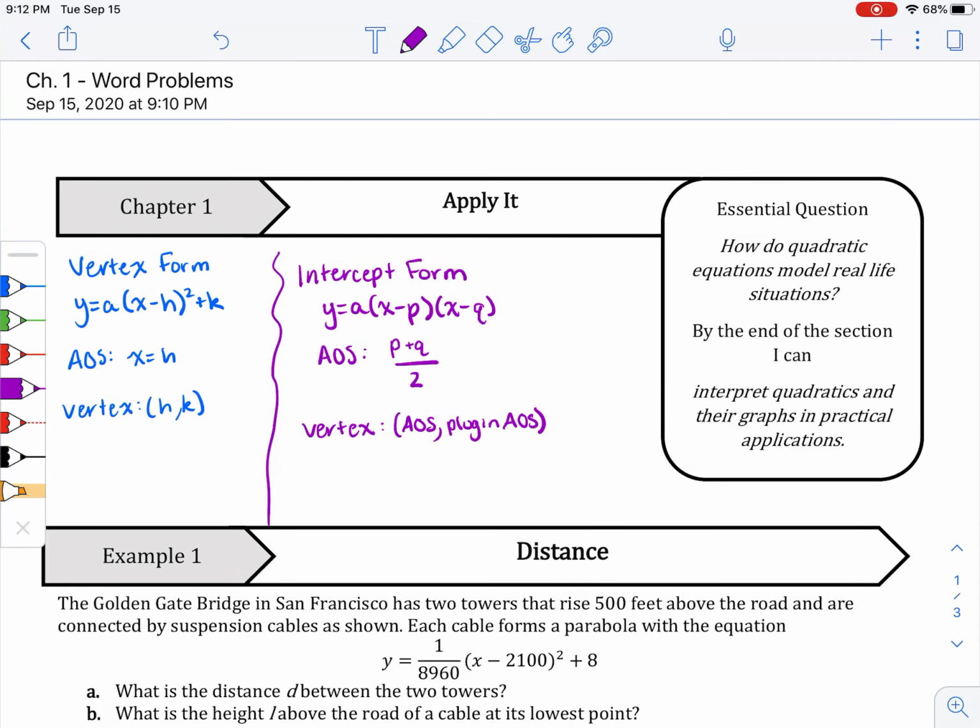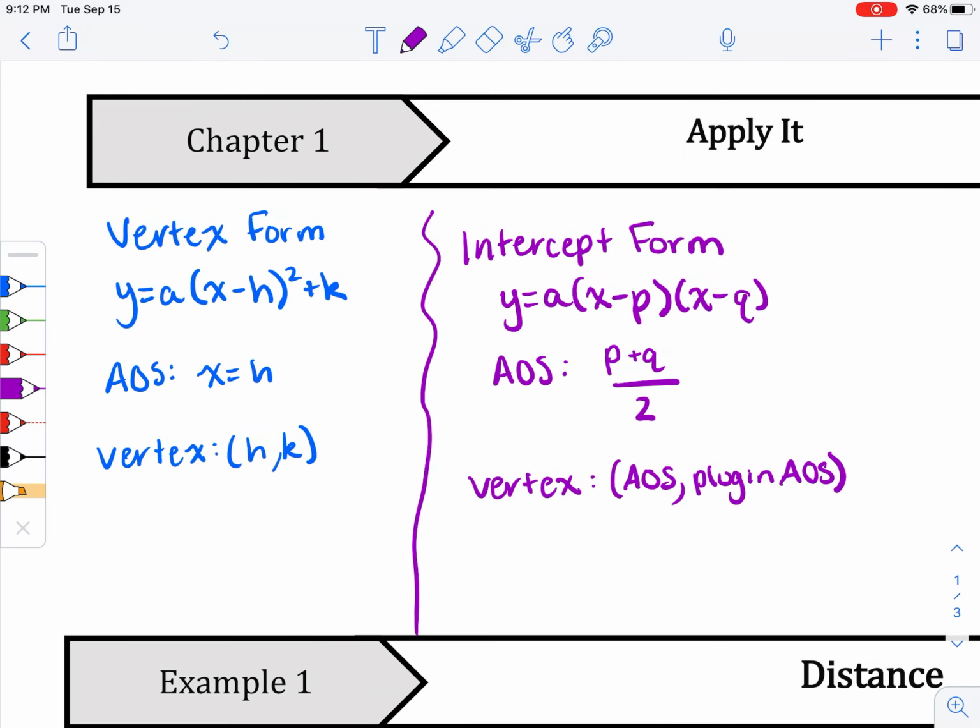Alright, so we're just going to do some chapter 1 word problems here. We just have 3 different kinds that I want to cover today. As a reminder, when we're doing these, the 2 main forms of our quadratic equations that are important here are vertex form and intercept form.